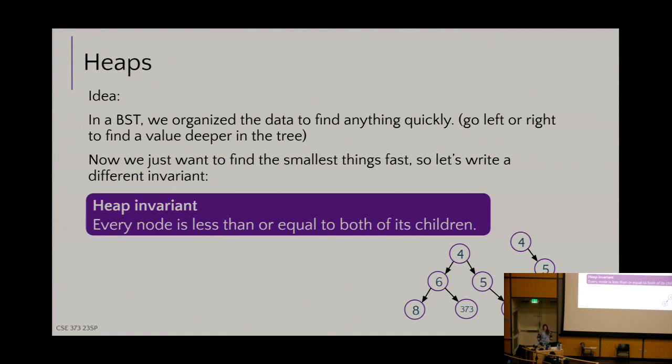So the heap invariant requires that every node is less than or equal to both of its children. It's kind of like the BST property, where instead of talking about left and right children, it's about parent and children. I don't care if the left or right are smaller or larger than each other. I just care that the parent is always smaller than the two children. The two children might be the same value, they might be different values, and I don't care if the larger child is on the left or the smaller child's on the left. It's just about levels.